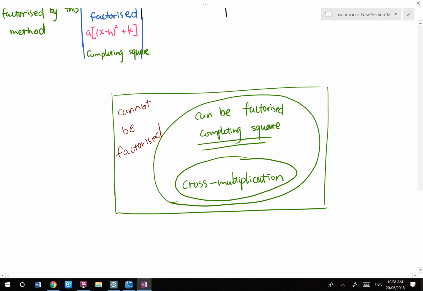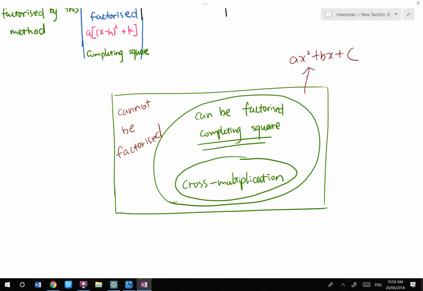Okay, the rest of it is outside that circle. It cannot be factorized. So overall it is ax squared plus bx plus c. All the quadratics form this rectangle. Everything is this rectangle. So that's the full set, and it is split into two parts.